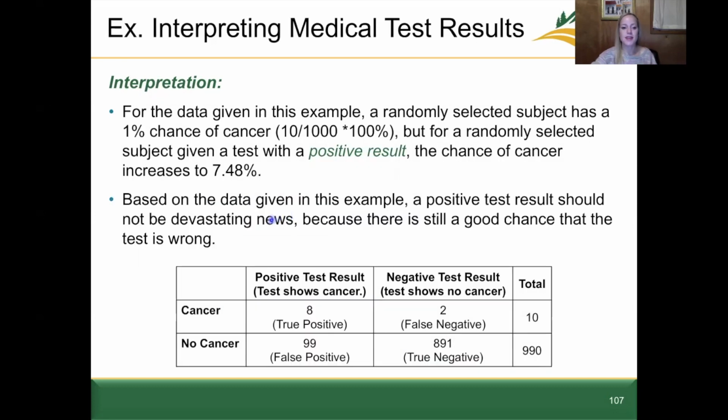So then, based on the data given in this example, a positive test result should not be devastating news because even amongst getting a positive test result, there's still a good chance that the test is wrong. I suppose that's both a fortunate and an unfortunate case of looking at cancer probabilities specifically.